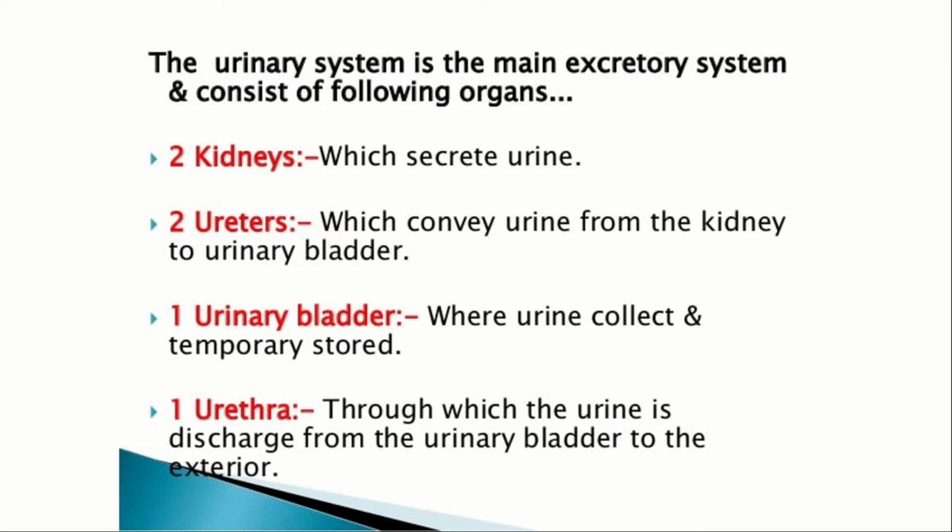The urinary system is the main excretory system and consists of the following organs: 2 kidneys which secrete urine, 2 ureters which convey urine from the kidney to the urinary bladder, 1 urinary bladder where urine collects and is temporarily stored, and 1 urethra through which the urine is discharged from the urinary bladder to the exterior.